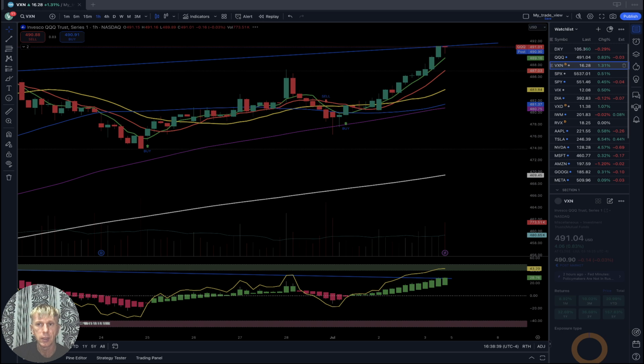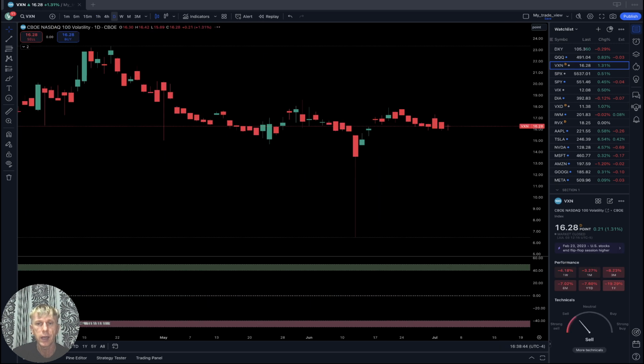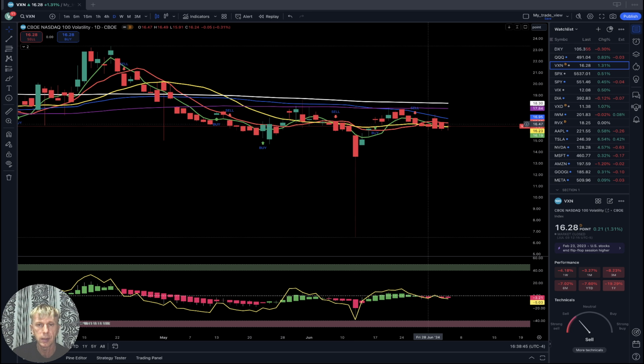VXN, the volatility index for NASDAQ, daily time frame, is still bearish, right? Still at the SMA 20 level. Still bearish trend. No fear, still extreme greed.